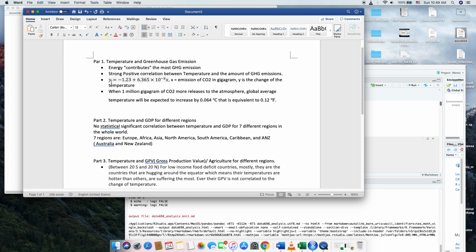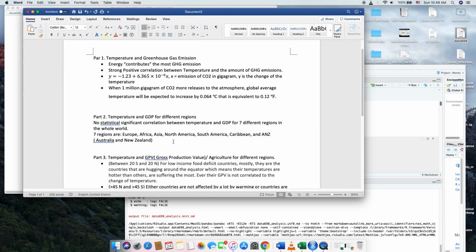Also, I did run some residual plots and made sure they are normally or approximately normally distributed, and I find my linear equation. Now, the x is emission of carbon dioxide in gigagram, and the y is the change of the temperature. So in this case, I do find that if 1 million gigagram more of CO2, which is carbon dioxide, is released to the atmosphere, the global average temperature is expected to increase by 0.12 Fahrenheit degree.